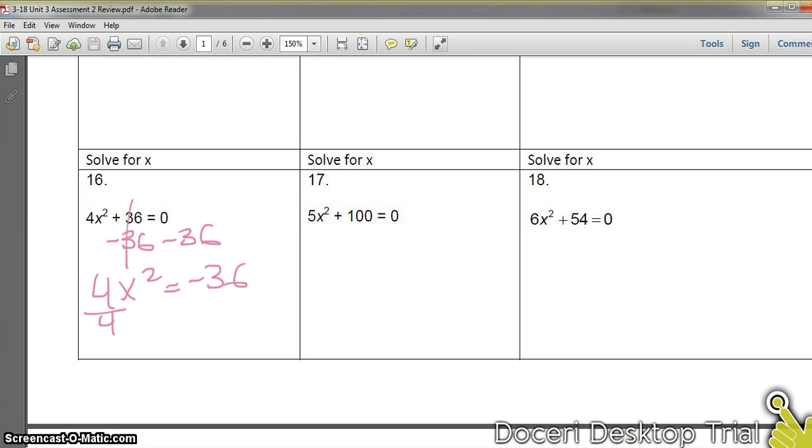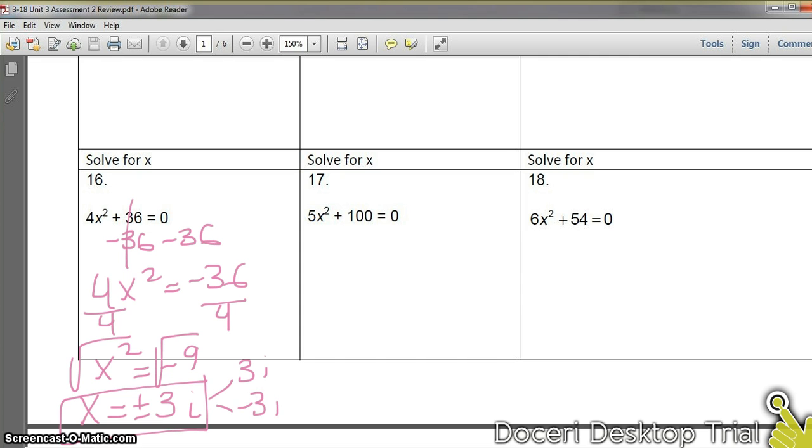You divide both sides by 4. So x squared is going to be negative 9. Now when you square root both sides, because you're interested in x and not in x squared, square root of negative 9, since I have a negative, there should be an i in your answer, so plus or minus 3i. So x can be either 3i or negative 3i. That's going to be your final answer.